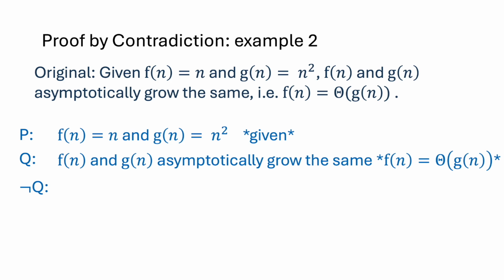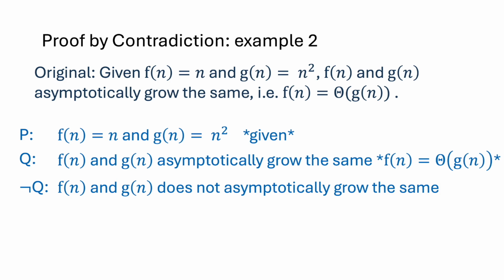Now, we would go ahead and negate Q, which gives us function f and function g do not asymptotically grow the same. Note that here we are only taking the negation of Q and not the given P. Also, we can only say that function f and g do not asymptotically grow the same for the negation of Q for now, since we are not sure what the asymptotic relationship between f and g is yet.